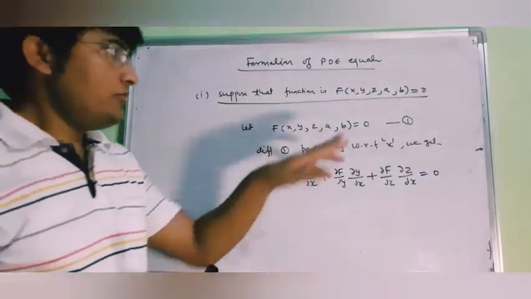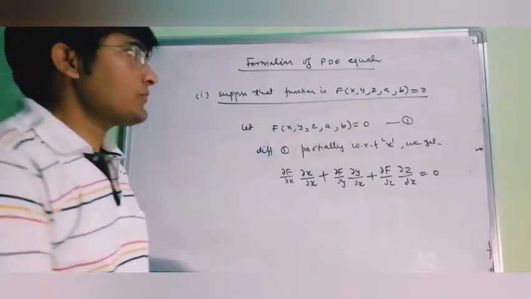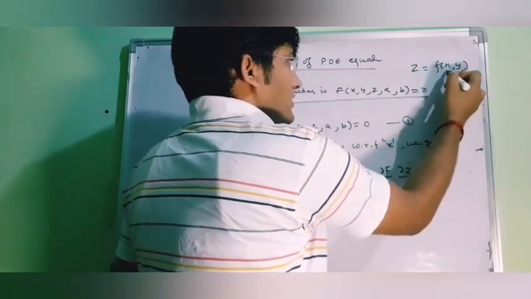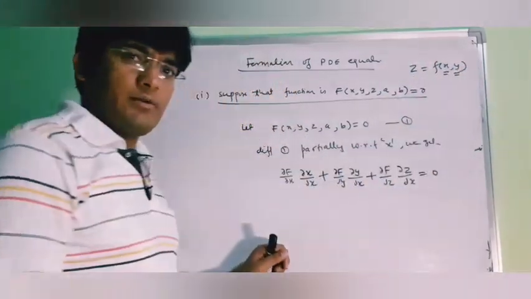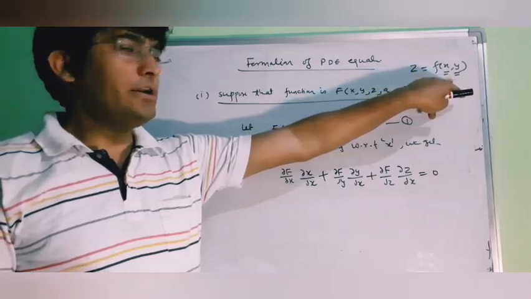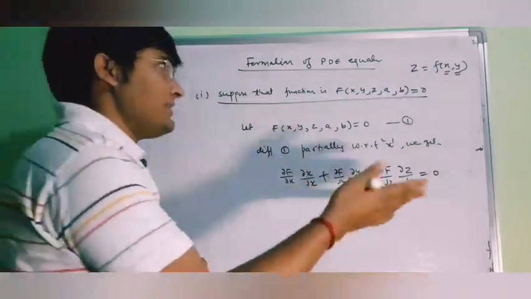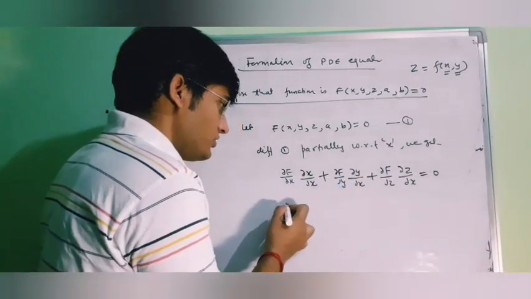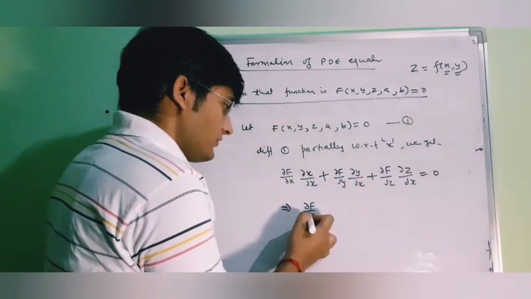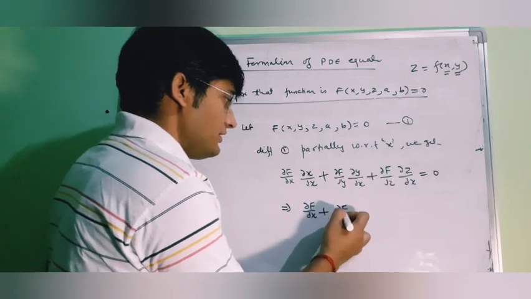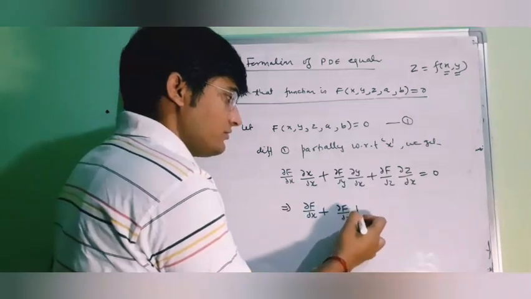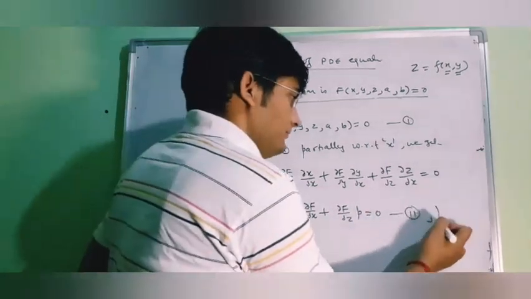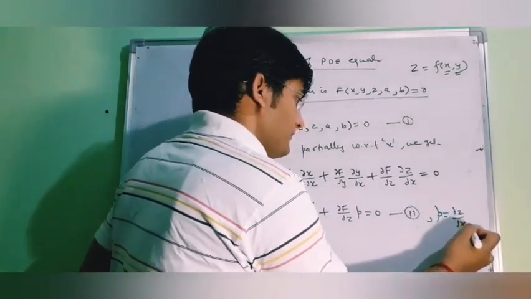Now, if your z is a function of x and y, suppose that your z is a function of independent variables x and y, then x and y are independent variables and z is depending on x and y. So as x and y are independent to each other, this derivative will be 0. So this is your equation number 2, del f upon del z, and del z upon del x is denoted by p. So this is your equation number 2, where my p is del z upon del x.